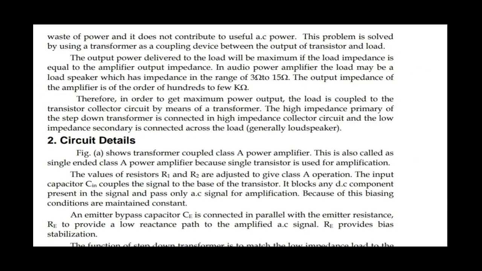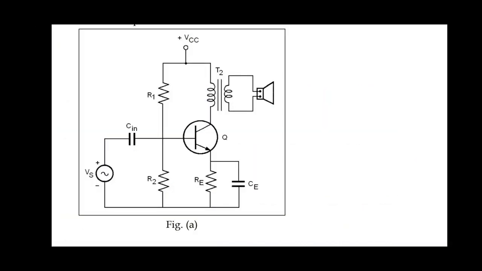Circuit detail. This is the circuit of a transformer coupled amplifier. The circuit is a single-ended class A power amplifier with transformer load at the collector, as shown in the figure. Power amplifiers are used to drive loads like loudspeakers and antennas.